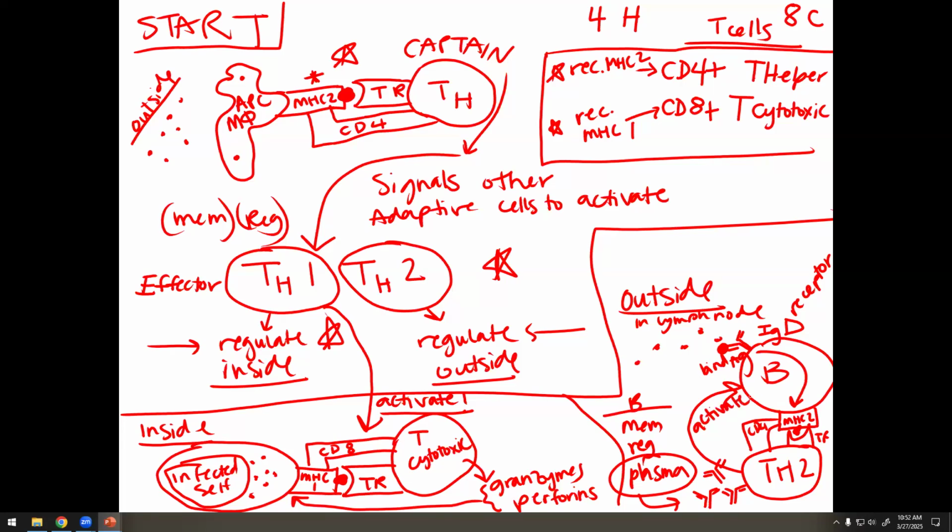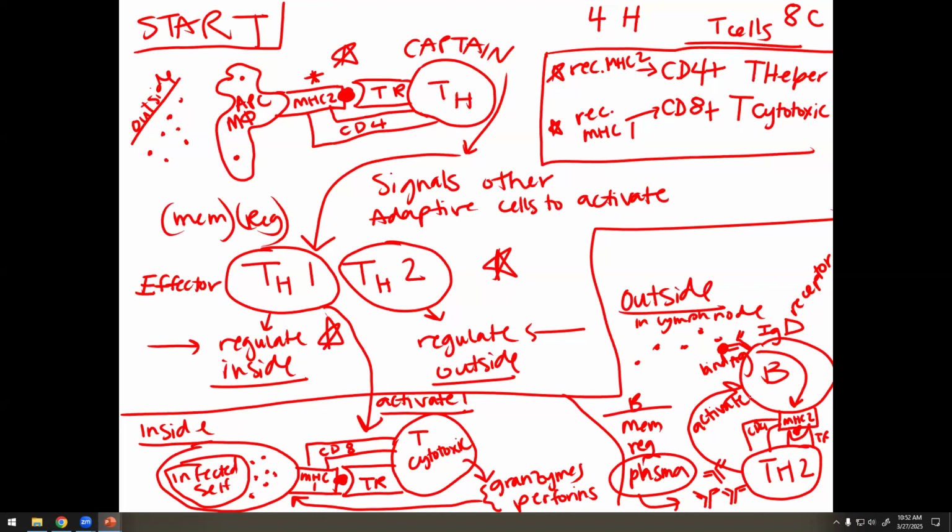Because otherwise, you see how the receptor on our B cell, the IgD, sees the antigen. It can't make antibody just automatically. It has to get the signal from the captain. And so that's what that is demonstrating. Activation from the captain. B cells cannot activate and make antibody unless the Th2 cells tell them they can. Cytotoxic cells can't go around killing infected cells unless the Th1 cells tell them that they can.